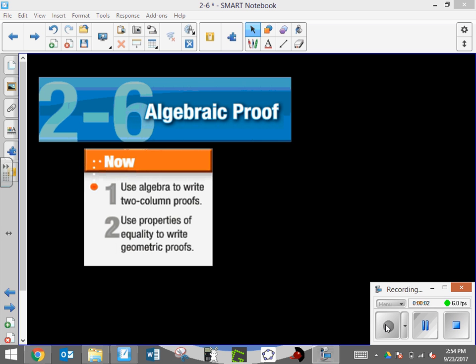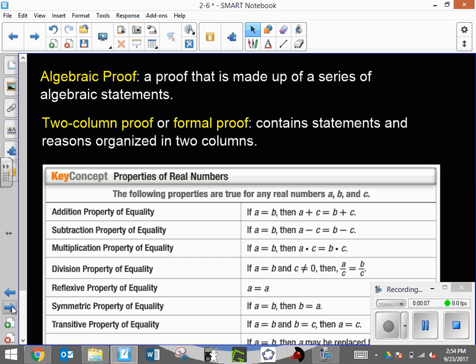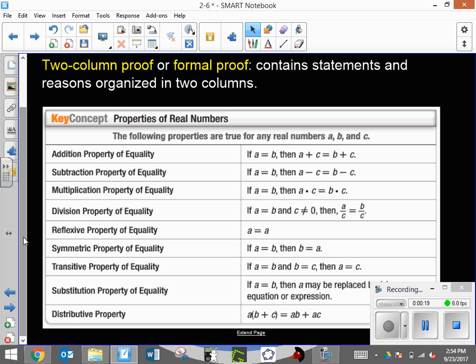Okay, we're going to work on algebraic proofs in this lesson. So, algebraic proofs, we're going to do this in terms of two column proofs. So on one side you're going to do the algebra, and then on the other side you're just going to explain your reasoning to me. And you're going to use a lot of these properties. However, most of these properties you already know about.